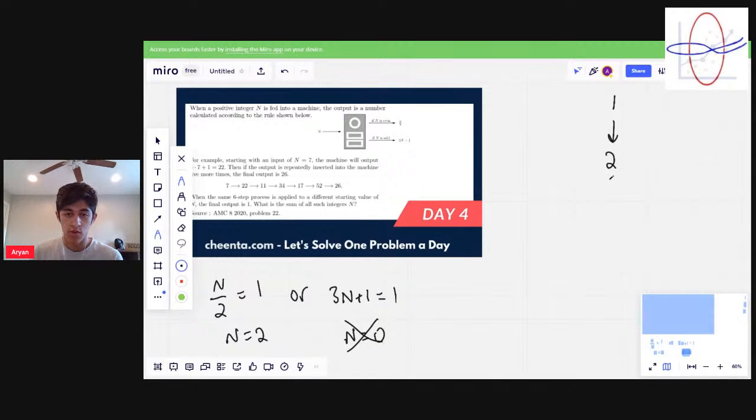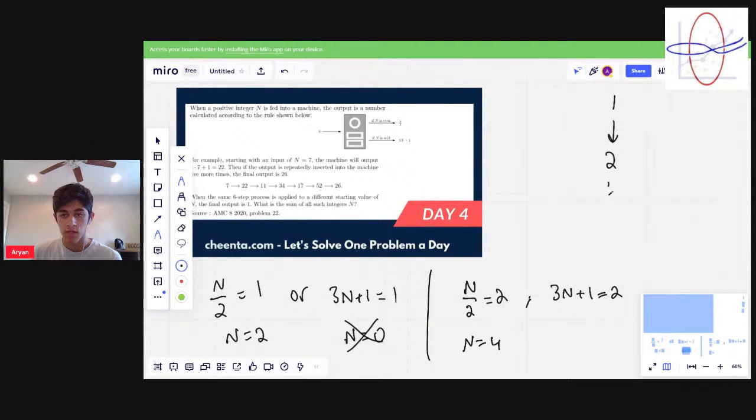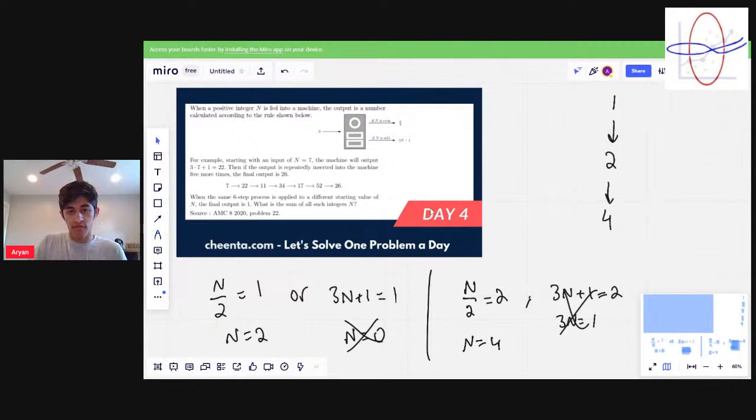Now we do the same thing. We want to figure out what comes before 2. Again, we have two cases. Either n divided by 2 equals 2, or 3n plus 1 equals 2. For the first equation, our solution is n equals 4. For the second equation, we would get 3n equals 1, but there is no solution to this because n has to be a positive integer, right? So this does not work.